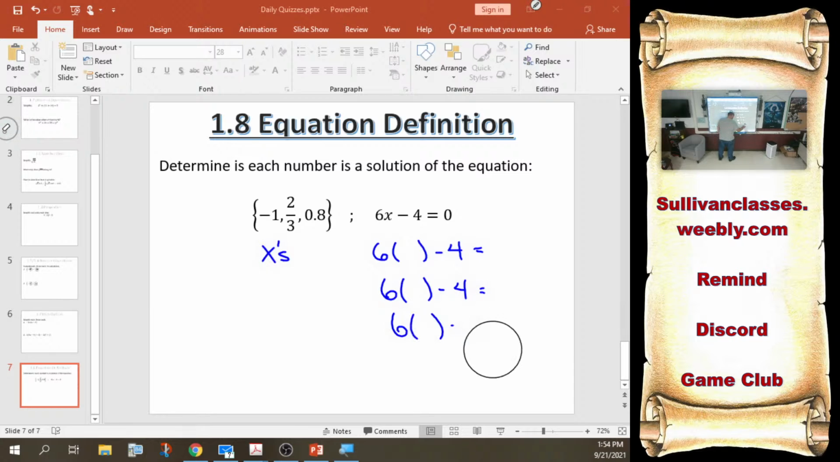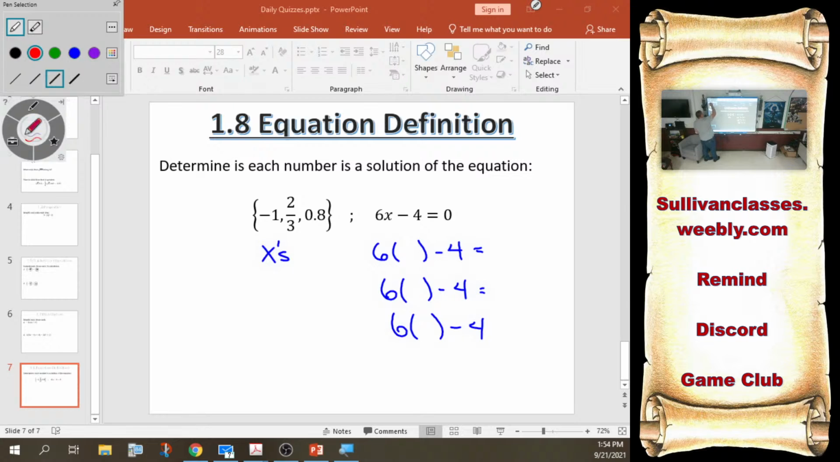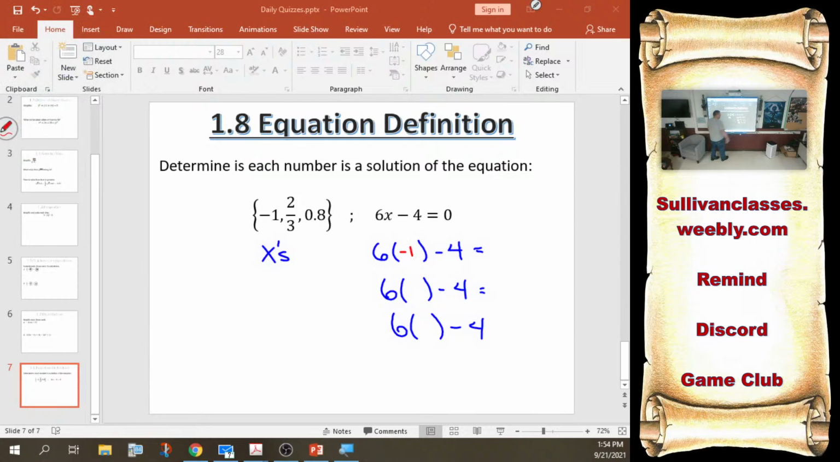Not equals, minus. You can plug each one of them in and you find out, does it make this a true statement or not? So if I stick a -1 in there, what's 6 by -1? -6. You owe me $6. You borrow 4 more. Where are we at? Is that 0? Pretty sure it's not, so no. That one is not a solution.